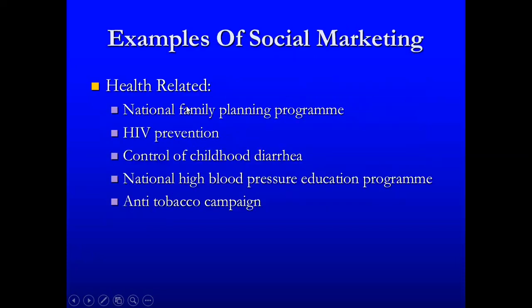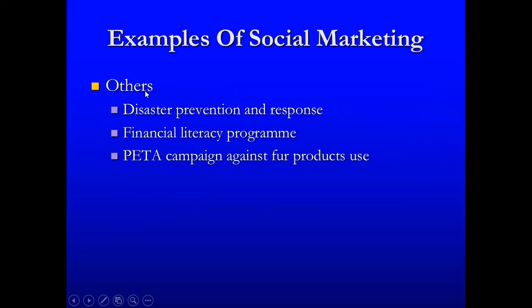These are examples of social marketing: National Family Planning Program, HIV Prevention Program, Control of Childhood Diarrhea Program, National High Blood Pressure Education Program, anti-tobacco campaign. These are health-related uses of social marketing, and these are other uses of social marketing. One is disaster prevention and response, financial literacy program, PETA campaign against use of fur products.